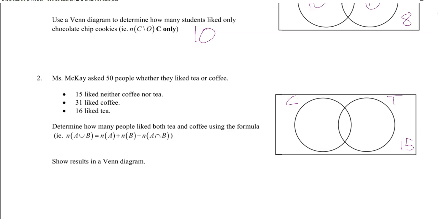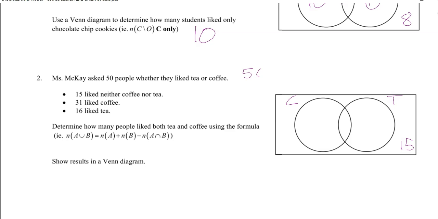31 like coffee. 16 like tea. Can we put those numbers anywhere? You can put 31 in coffee, but then that would say only liked coffee. Right. Okay, so here's what we do. We say there are 50 people. How many of them have we accounted for so far? 15.